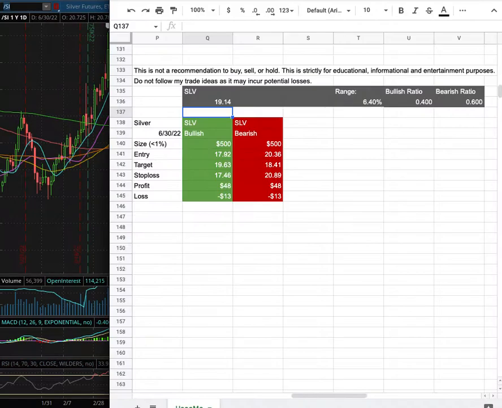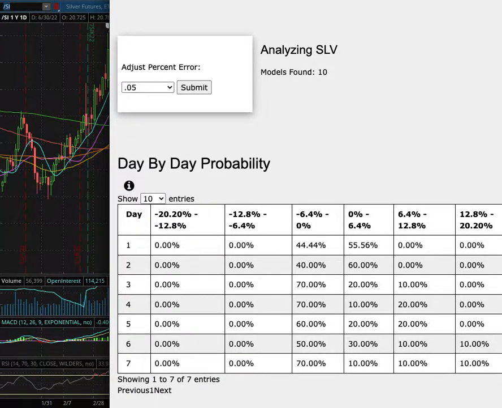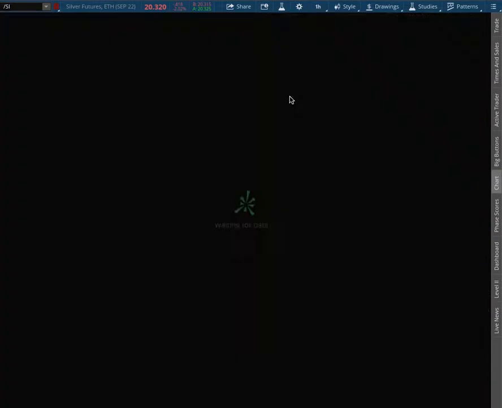Silver futures. In this video, we'll be going over my trade idea of the week and the day-by-day probability model. So let's start off with the technical analysis on the 1 hour chart.